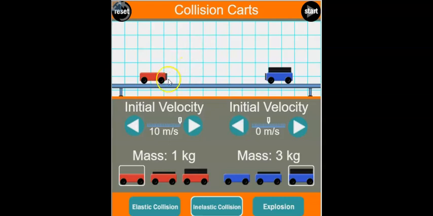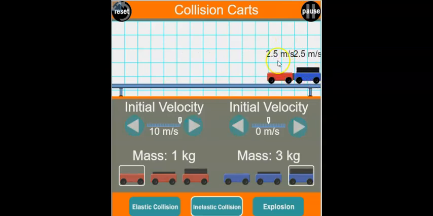Here we have a very light car crashing into the back of a truck. We're making the mass of the red car 1 kilogram and the mass of the blue truck 3 kilograms. The impact velocity will be 10 meters per second and the blue truck will be at rest. Let's run the simulation. And there you can see that they lock together and they move away at 2.5 meters per second.